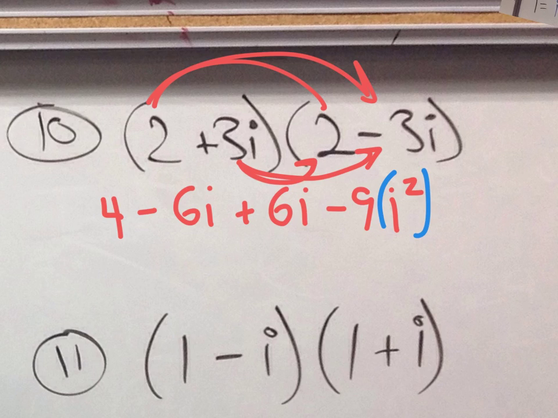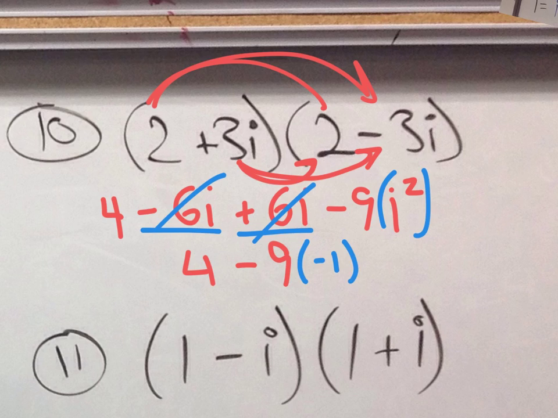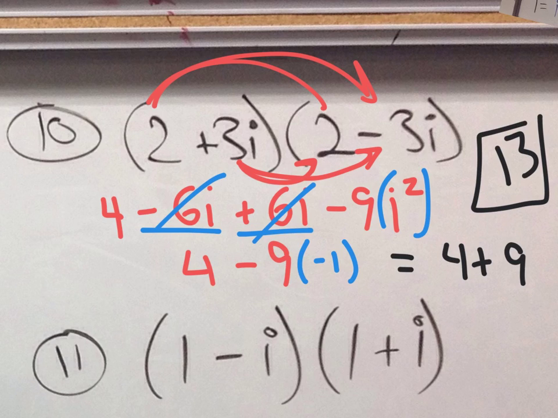But let's combine like terms. So I'm going to combine the negative 6i with the positive 6i. And what happens? Cancels out. So I end up with 4 minus 9 times negative 1 instead of i squared. So that's really 4 plus 9, which is 13. As a final answer.